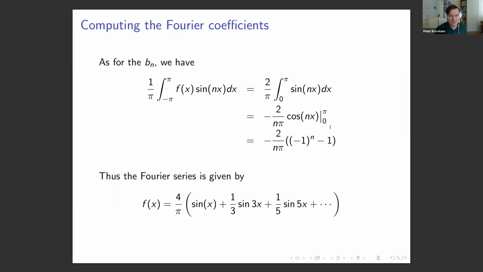So the Fourier series is given by this. There are infinitely many terms: 4 divided by pi, sine x, plus one third sine 3x, plus one fifth sine 5x, et cetera.